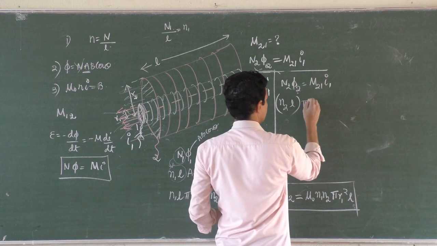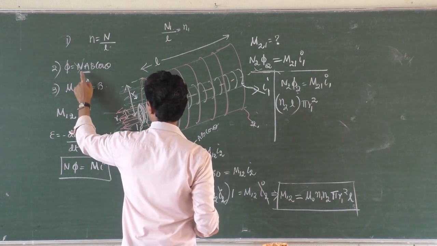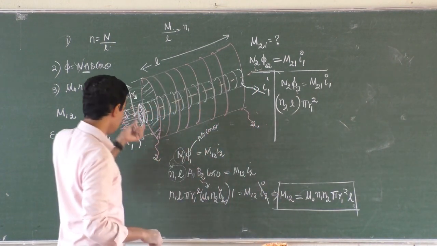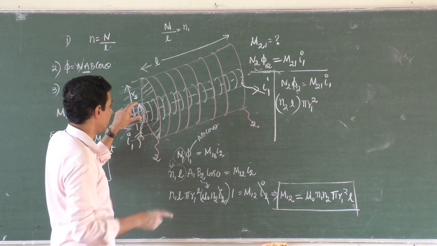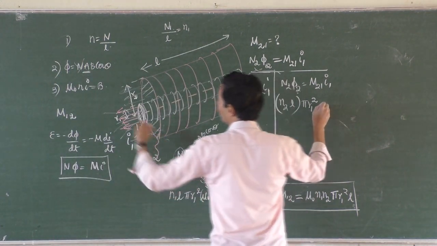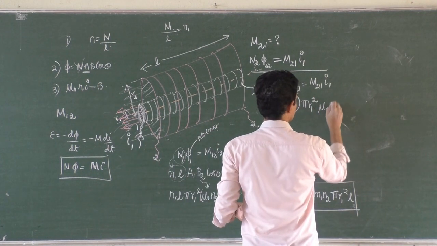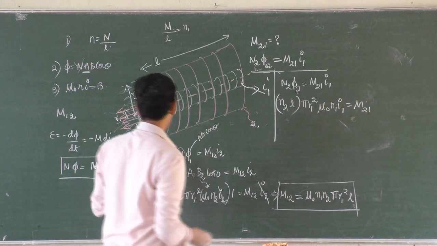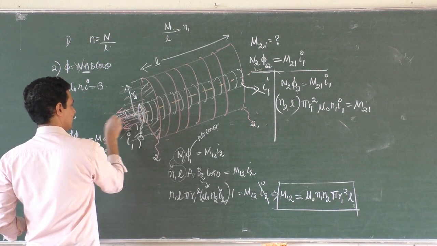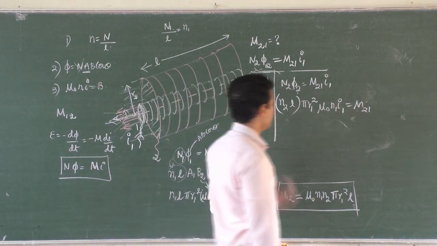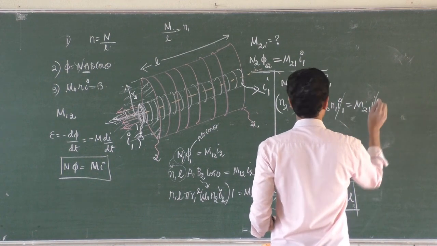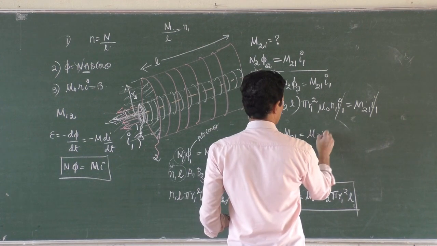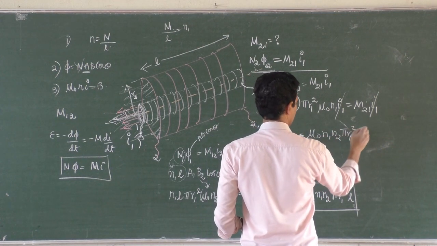So shall I write the area as pi R1 square. B, magnetic field is produced by the first coil because it is the inside coil. It is producing magnetic field. So B we have to write. B is mu naught N1 I1. Cos theta is cos 0, that you know. Magnetic flux is normal and normal to this area is like this. And M21 I1, I1 gets cancelled. What is M21? M21 is equal to mu naught N1 N2 pi R1 square L.